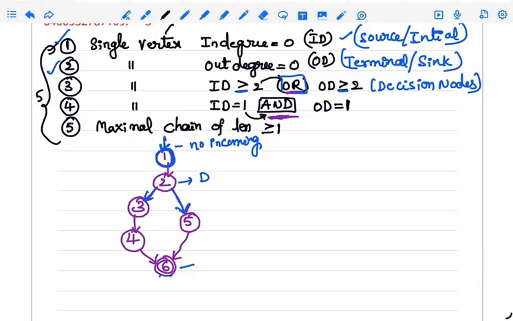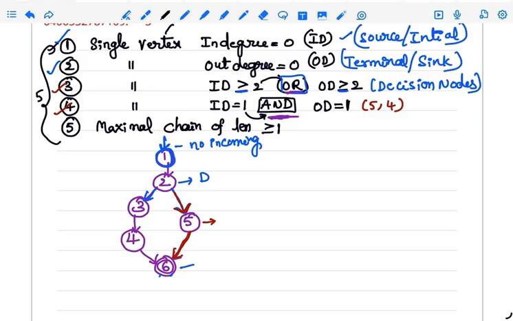So in this graph, node 5 has in-degree 1, right? Only one edge, one arrow, is coming to node 5. For this, the in-degree is 1, and the out-degree is also 1, right? So, for example, node 5 and node 4 are examples for this fourth condition. It also satisfies conditions 3 and 4.